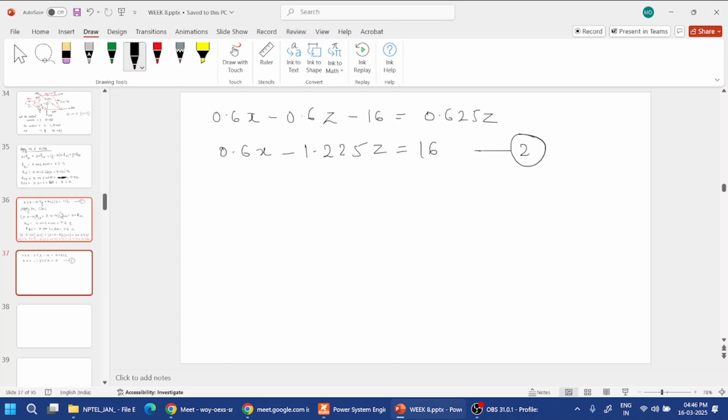Okay, so we have the first equation, the second equation, and we also need another equation.